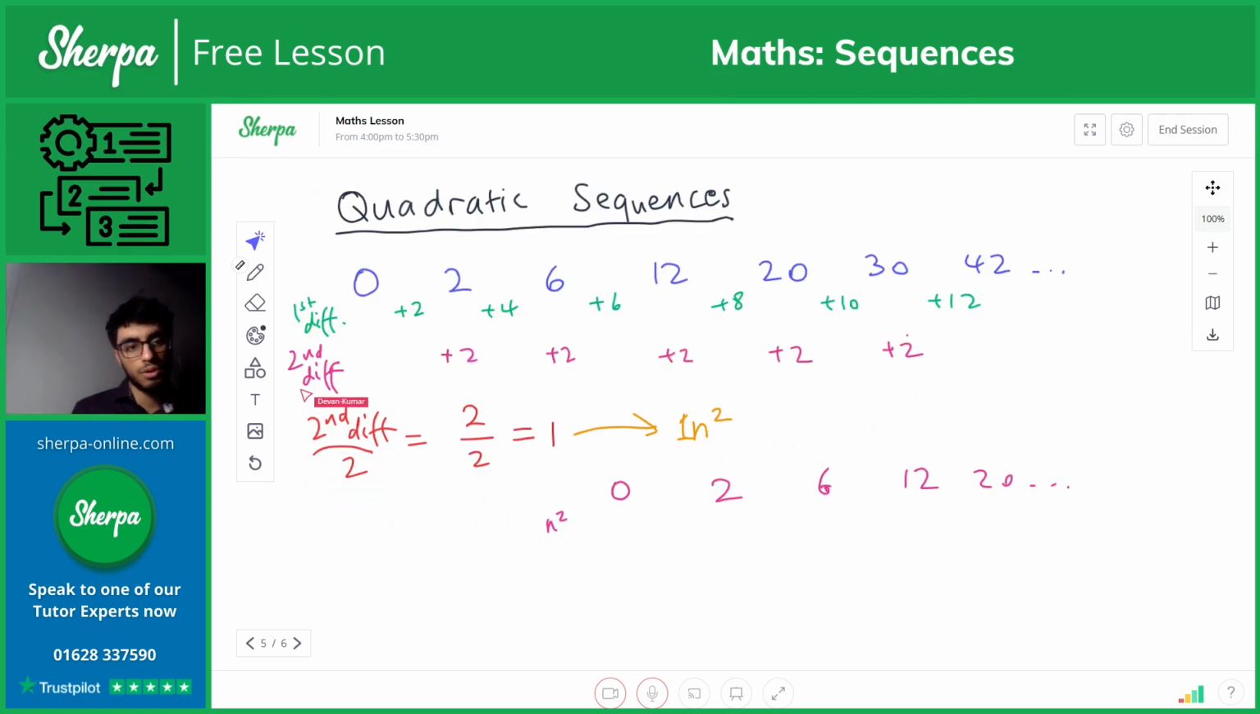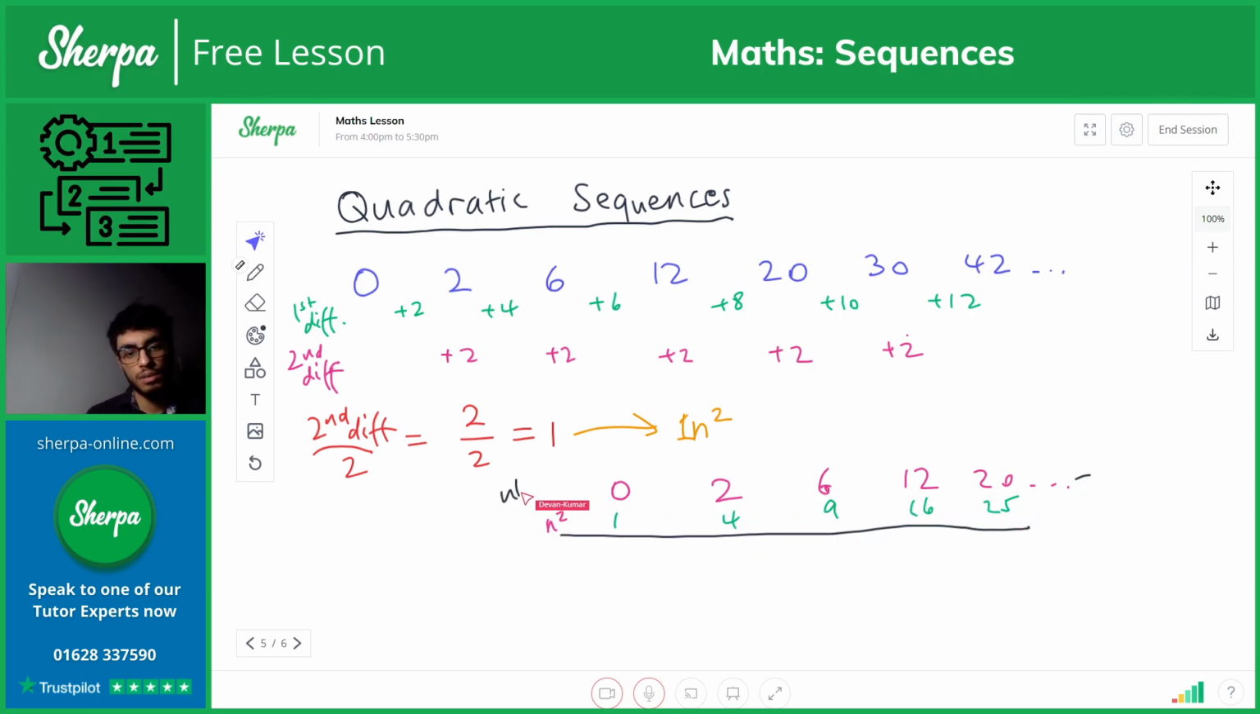Right, and then if we try and write that out here, 1, 4, 9, 16, and 25, and then we try to look at what the difference is between these two sequences. Why don't we just take one away from the other? Let's say our nth term is 0, 2, 6, 12, and 20. The n squared sequence is 1, 4, 9, 16, and 25.